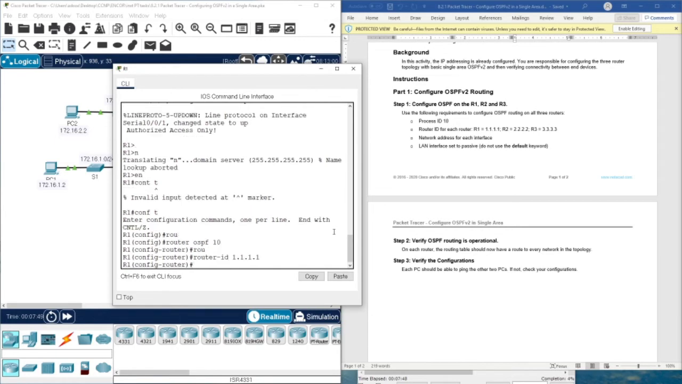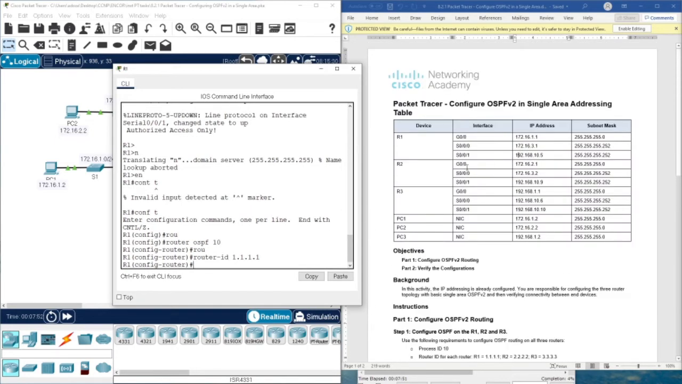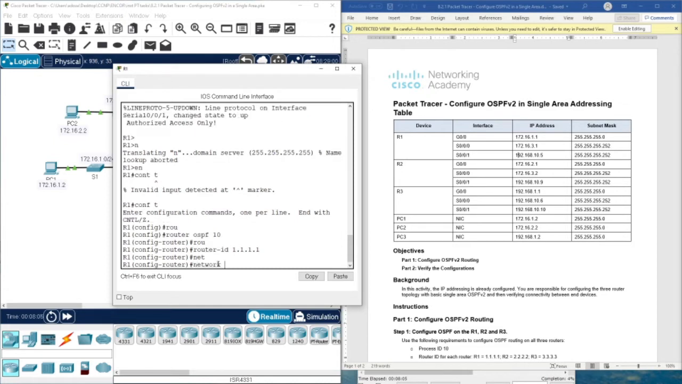And now we are going to advertise the network. We actually have 3 networks here, as you can see: 1, 2, 3. And as I mentioned, we need to advertise the network address. So for the first one, we have network, and then the network address 172.16.1.0, and then we need to give a wildcard, which is 0.0.0.255, as I explained at the beginning of the video, and then we give the area, of course, with number 0.